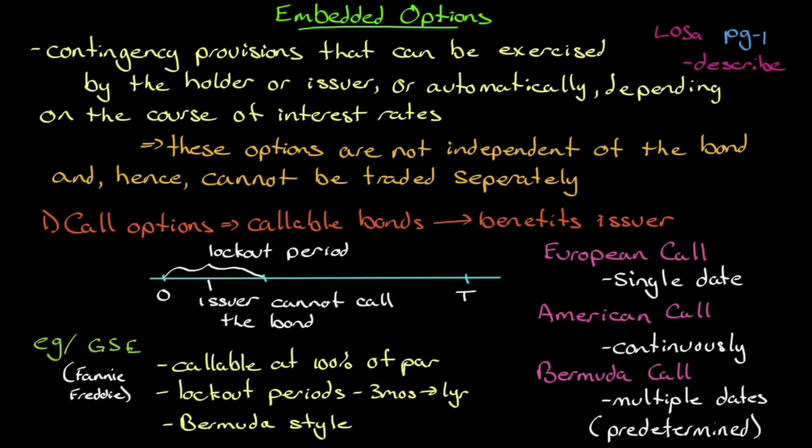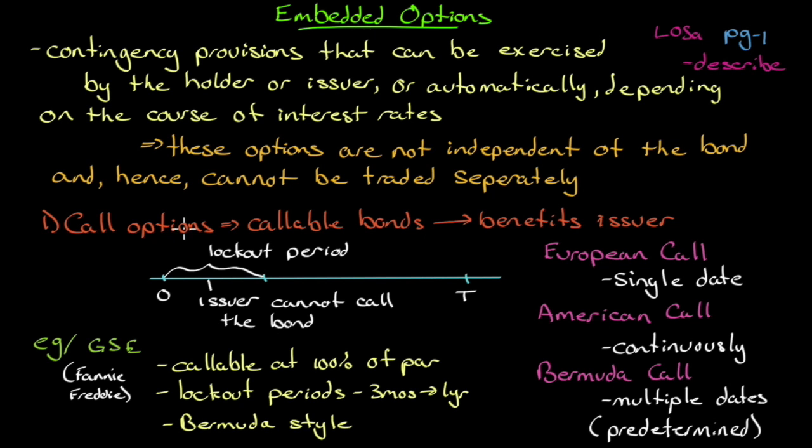So an embedded option is a contingency provision that can be exercised by the holder or the issuer, or automatically, depending on the course of interest rates. And that's the critical thing. These embedded options are part of the bond. You can't separate them. You can think of a bond as a derivative contract on an interest rate, which means the exercise of the option must be interest rate dependent. These options are not independent of the bond and hence cannot be traded separately. Hence we get the word embedded.